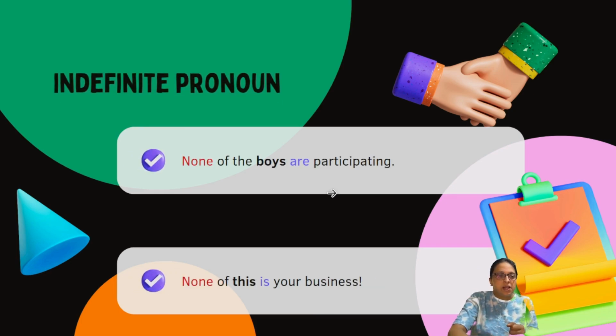Let us see another example. None of the boys are participating. Again, we are talking about boys, which is countable, and definitely it is going to take a plural verb, just like we discussed before.